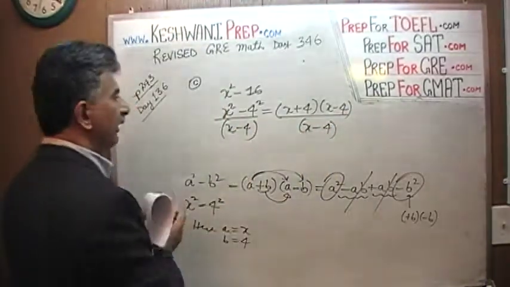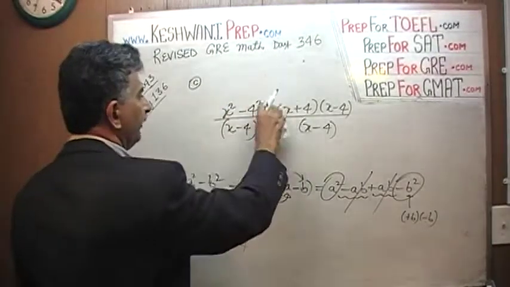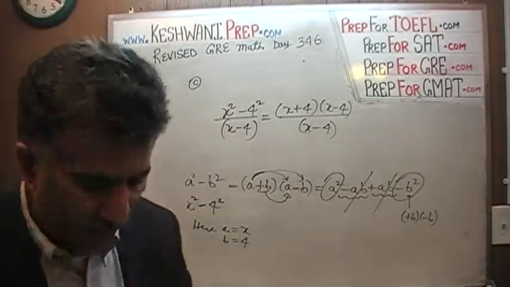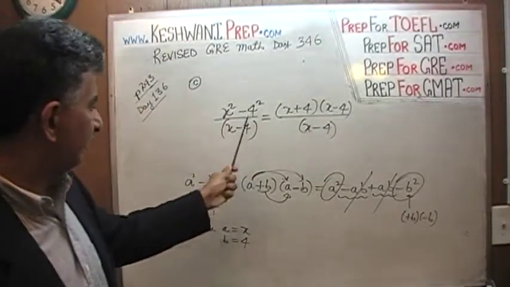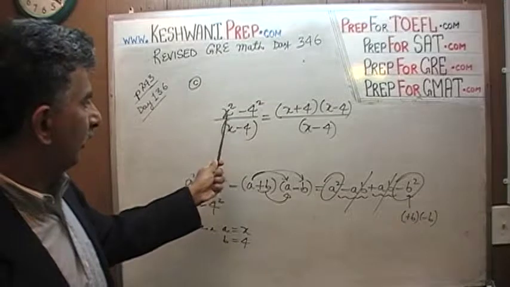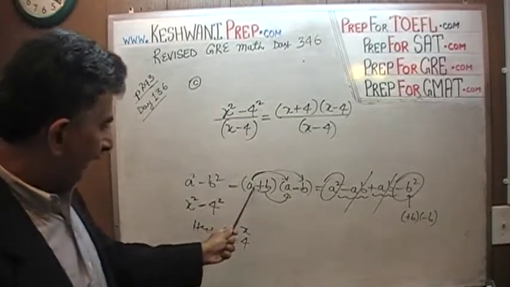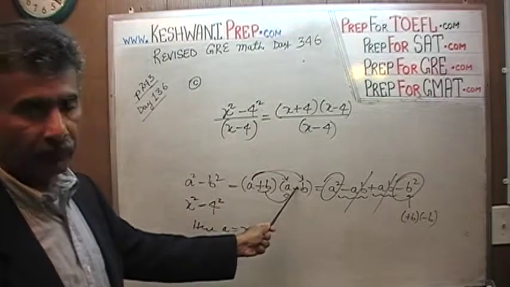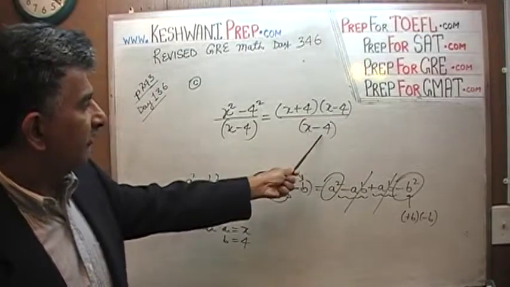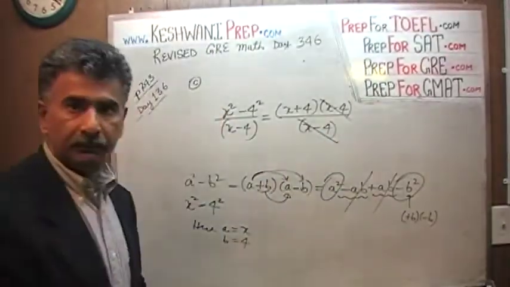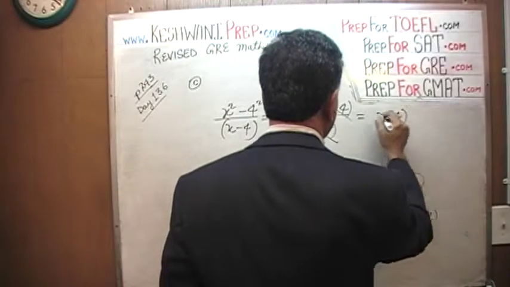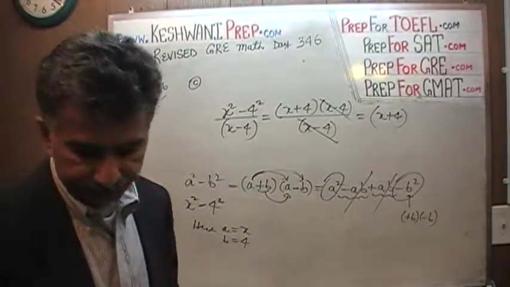If you are able to see this right away, it is a very simple, very straightforward problem. On the top we have x squared minus 16, which is the same as x squared minus 4 squared, which is the same as x plus 4 times x minus 4, a plus b times a minus b. The x minus 4 from the top and the bottom cancel out, and we are left with x plus 4. That's all there is.